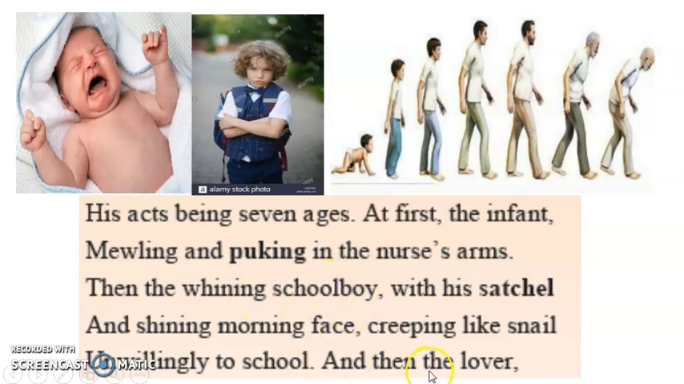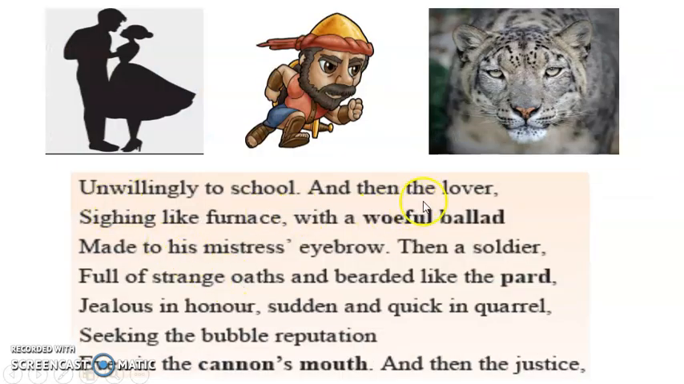And the third stage is that of the lover. And we spoke about him, that he's sighing like furnace with a woeful ballad. Here we're talking ballad is what? Yes, sad poem or song. And he's made this to his mistress' eyebrow. Okay, eyebrow. So this is the third stage.